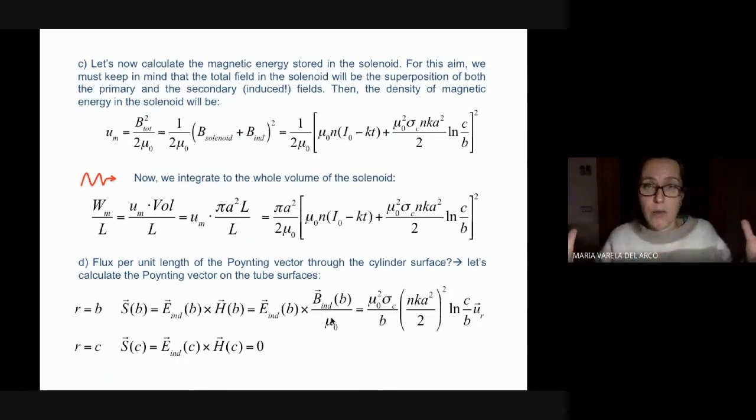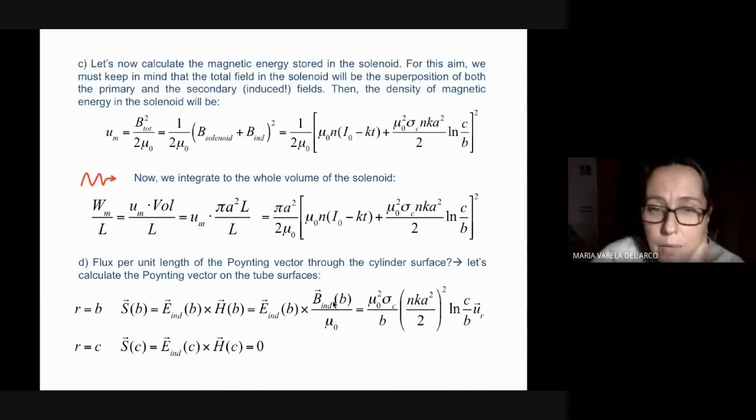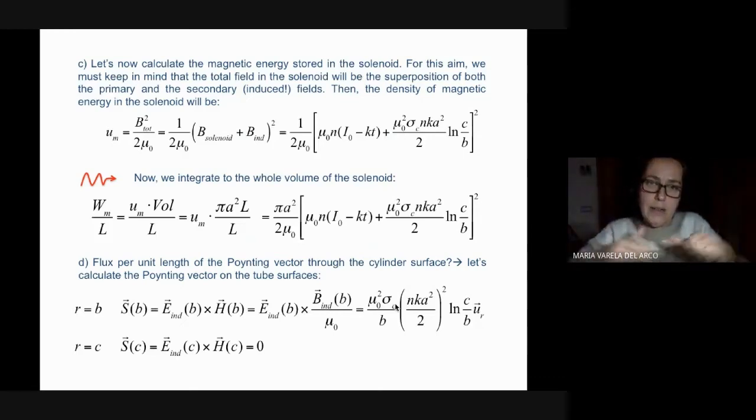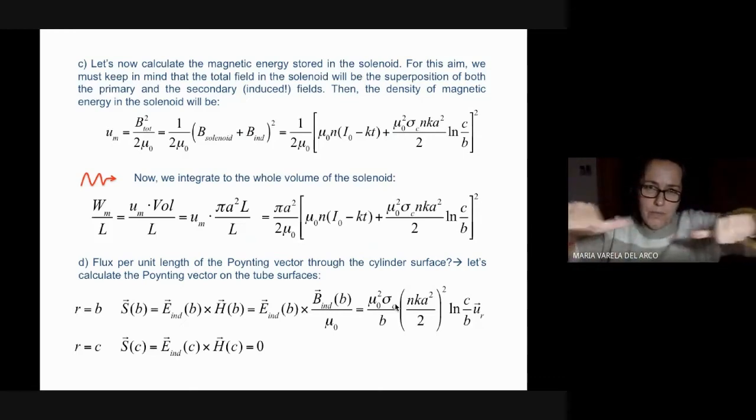Now, outside, the only field we have is the field due to the induced currents. Okay? So we have to put in there the magnetic field at B. That's what we want to calculate. And since we have the field, all you need to do is substitute and do the cross product, and it goes like UR. This is the final result. This is the Poynting vector at the inner surface of the cylinder. It points radially inwards towards the axis of the solenoid.